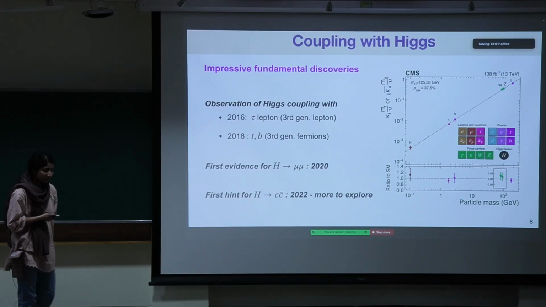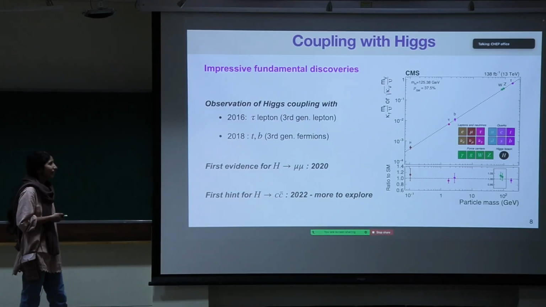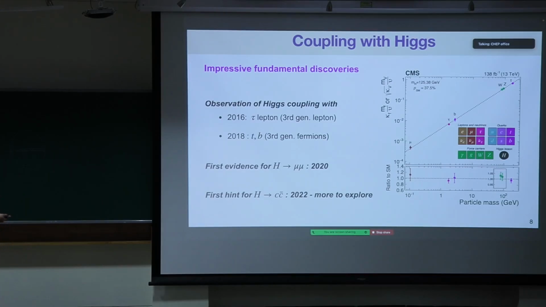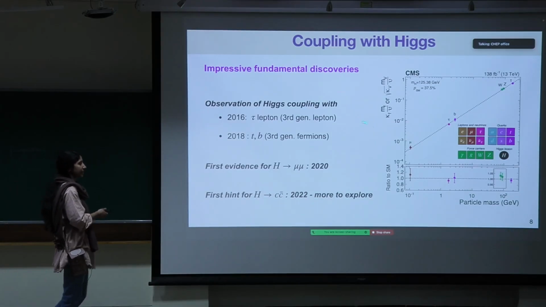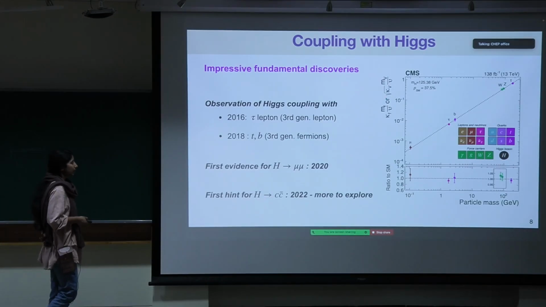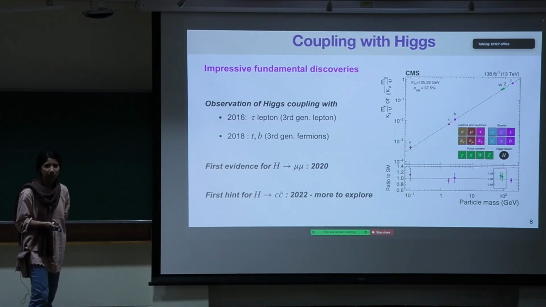But because it matches the experiment, we don't really celebrate that. But this is also a fundamental discovery: even though the standard model predicts it, those kinds of things we are still exploring at the LHC. Now recently there has also been first evidence that the Higgs really couples with the second generation fermions, second generation leptons. For the second generation fermions, there is a first hint that we are still exploring.